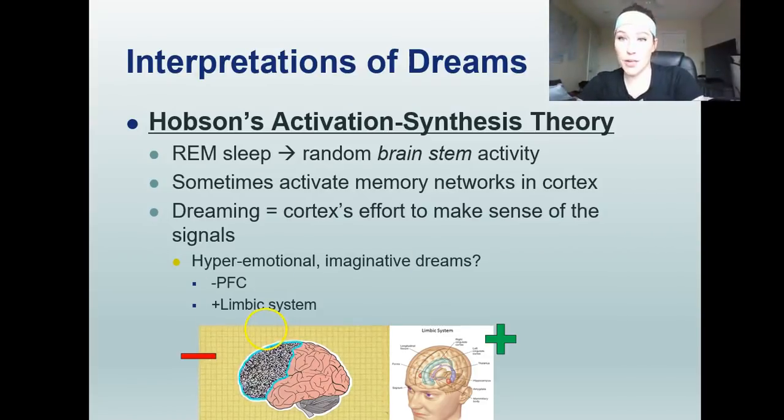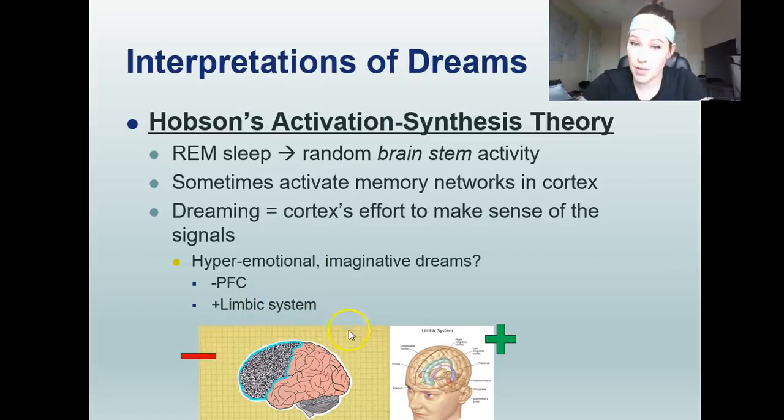So one explanation for why you may have such hyper-emotional dreams, because a lot of dreams can have very, very intense emotional feelings, is because the prefrontal cortex is shut down, right? If your prefrontal cortex has been shut down, you don't need it while you're sleeping.